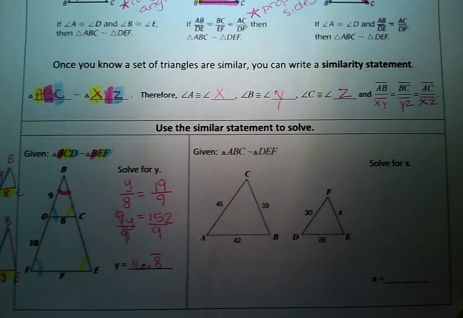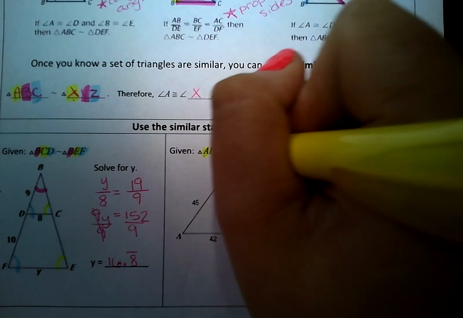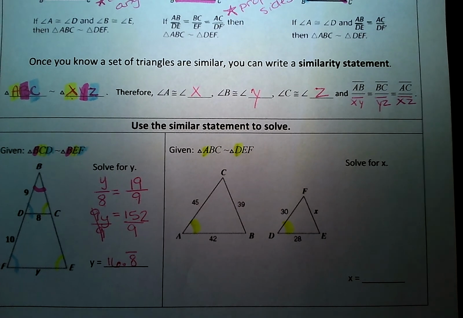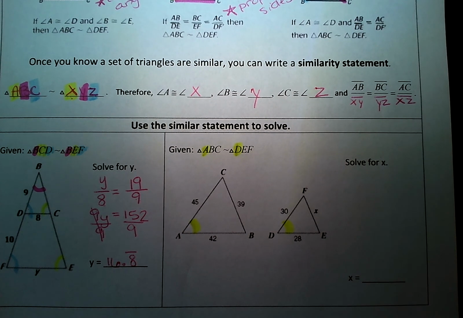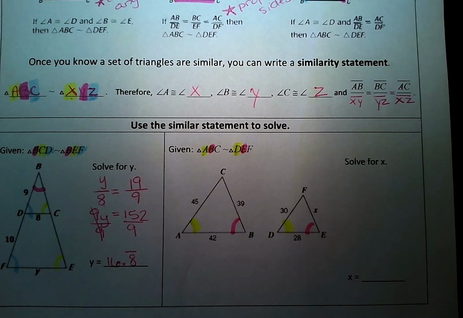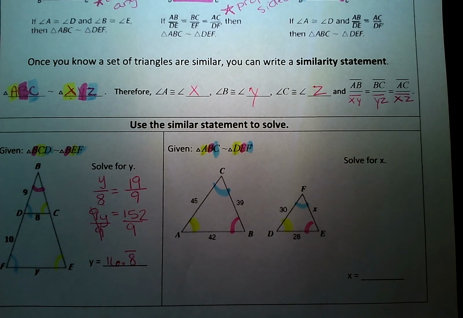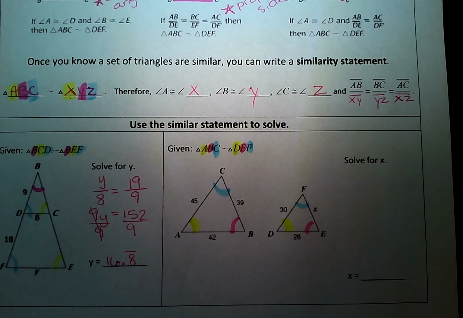Let's take a look. Given triangle ABC is similar to DEF, solve for X. I'm going to start matching up my parts here. A matches with D, angle A, angle D. B matches with E, angle B, angle E. And C matches with F, angle C, angle F. So not only are the two triangles similar, but the picture has been drawn in such a way that all the angles are in the same position. This should make it really easy to see what can be compared.